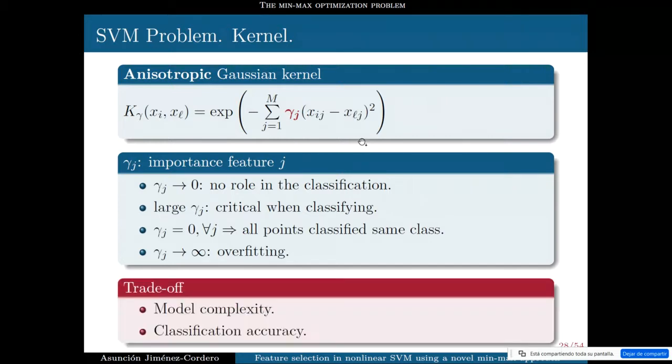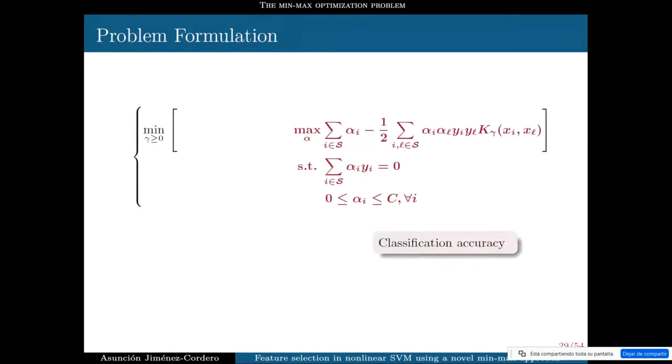So it seems that we want a model that formulates a problem with a trade-off between the model complexity and the classification accuracy. And this is exactly what we do.